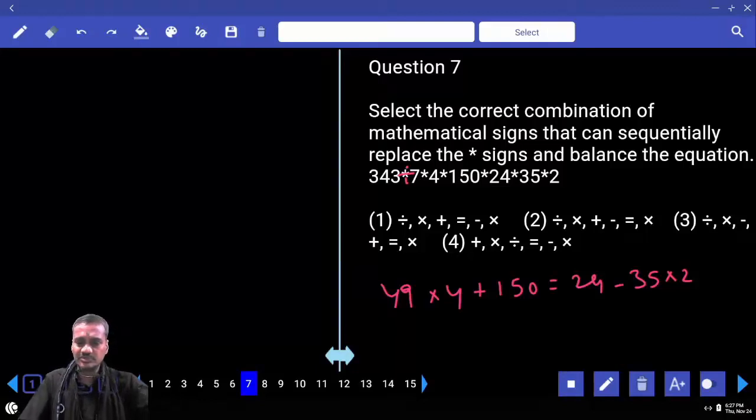And by replacing which two symbols? The star should be replaced with. Yes, what is your answer here?